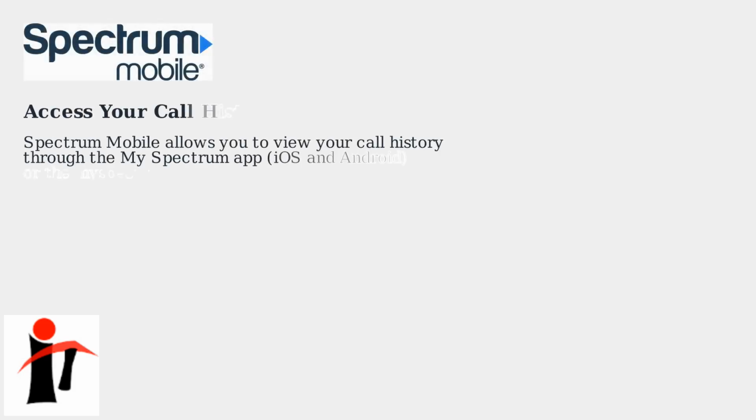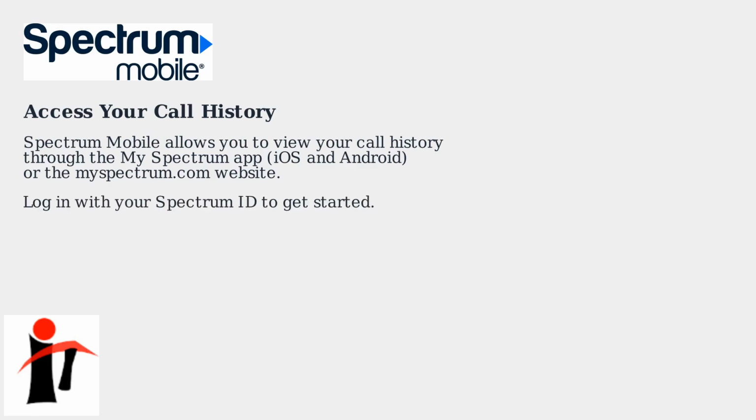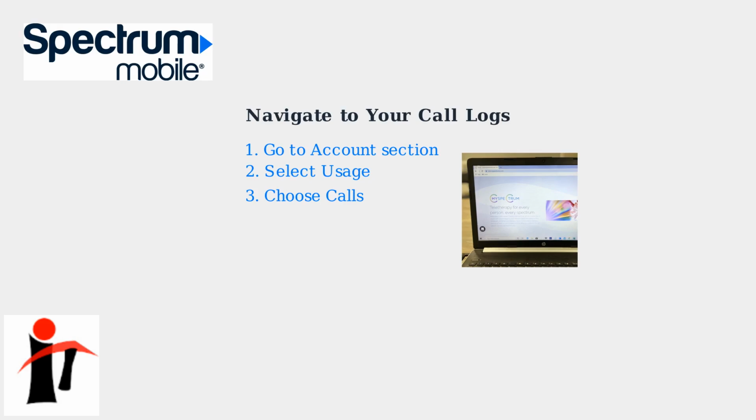Spectrum Mobile allows you to view your call history through the My Spectrum app, available on both iOS and Android devices, or through the myspectrum.com website. To access your call logs, log in using your Spectrum ID. Navigate to the Accounts section, then select Usage, and finally choose Calls to view your call history.